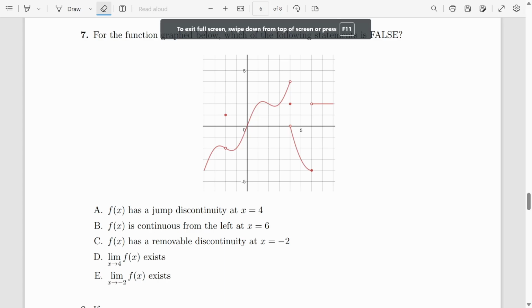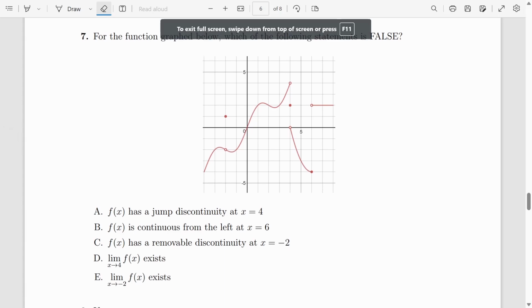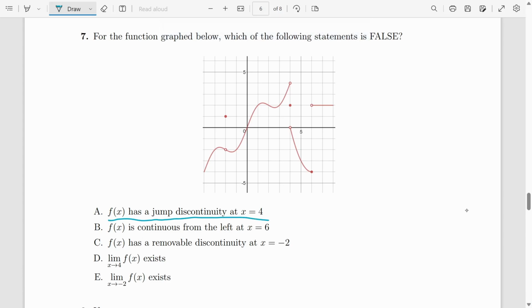Okay, number 7. This one's pretty fun because there's no real math involved. It's just which of these statements are true about this graph of a function. It's a bunch of continuity questions and limit questions, which are pretty fun. So let's start by going through these. A: the function has a jump discontinuity at x equals 4. So x equals 4 is here.